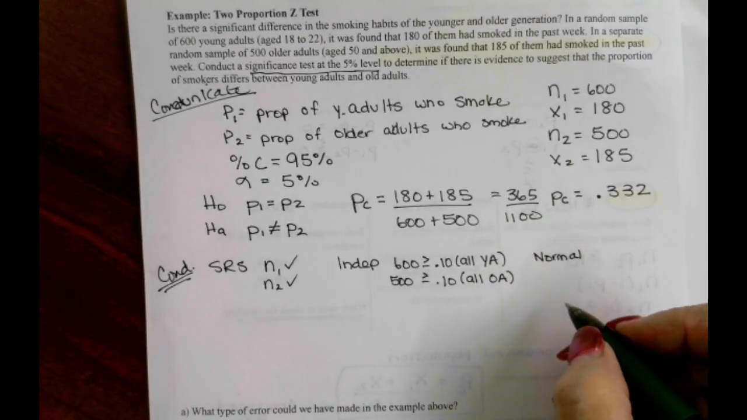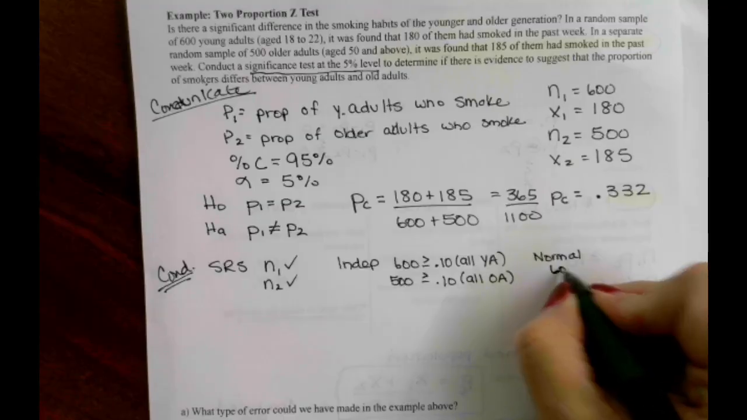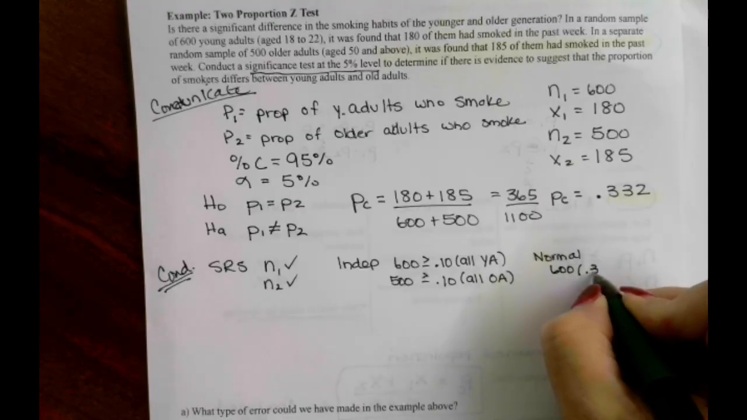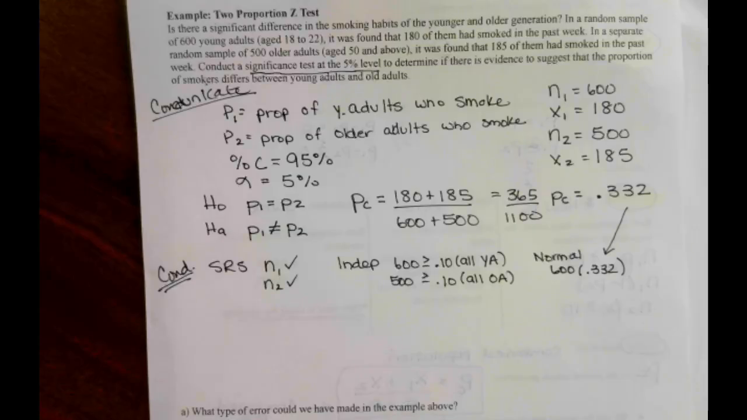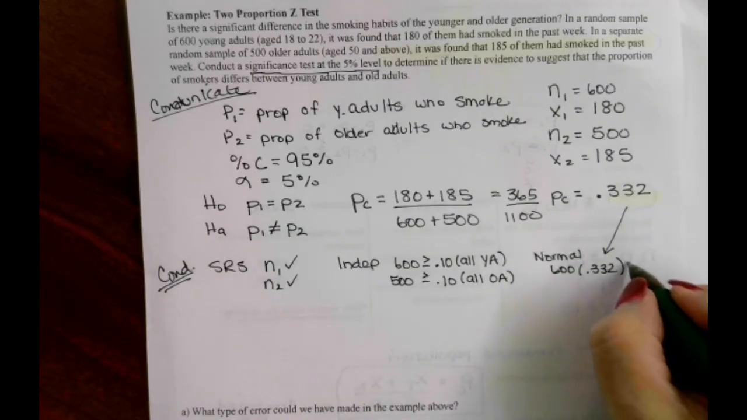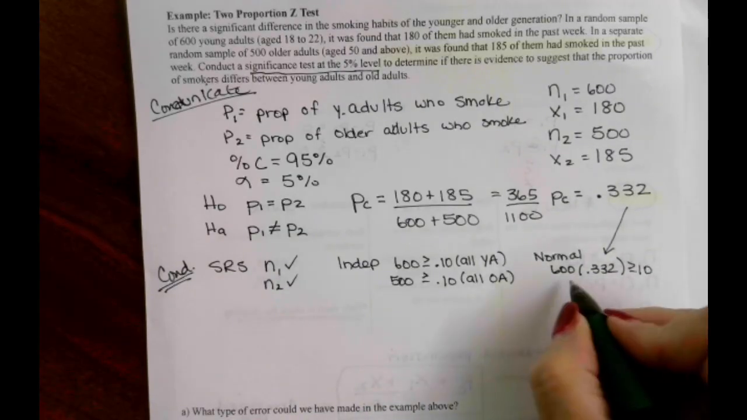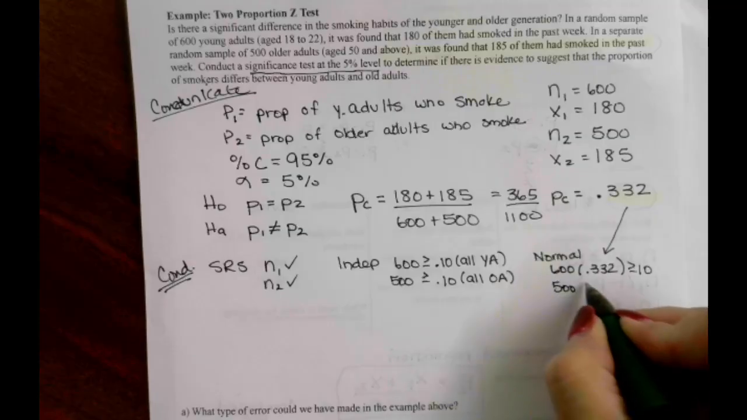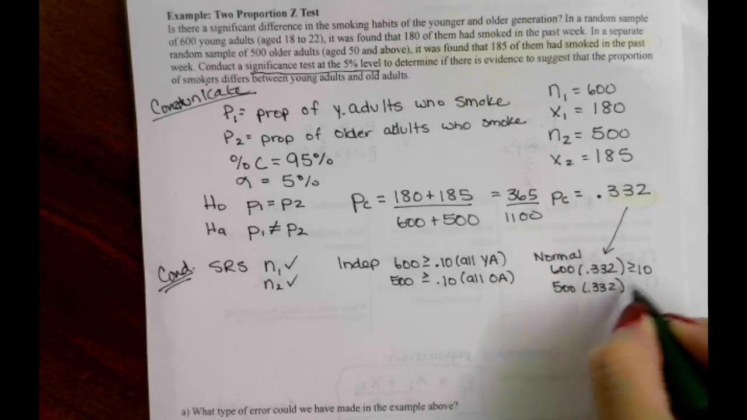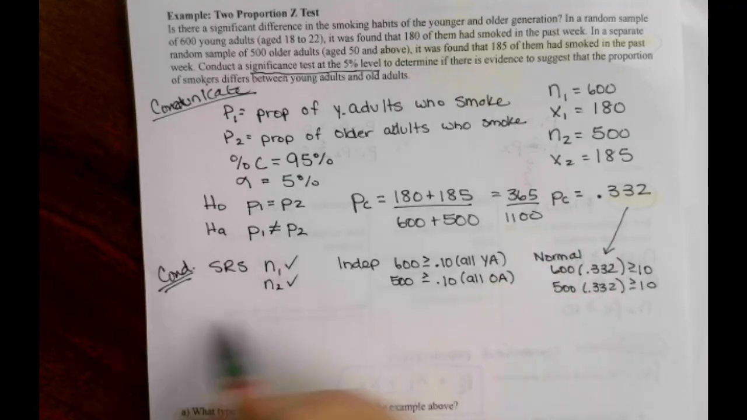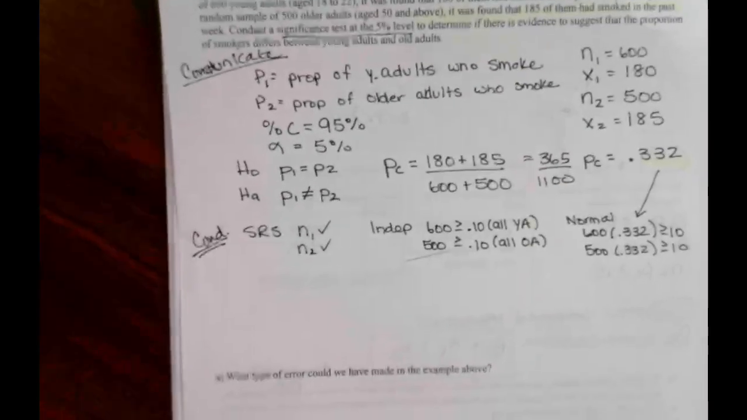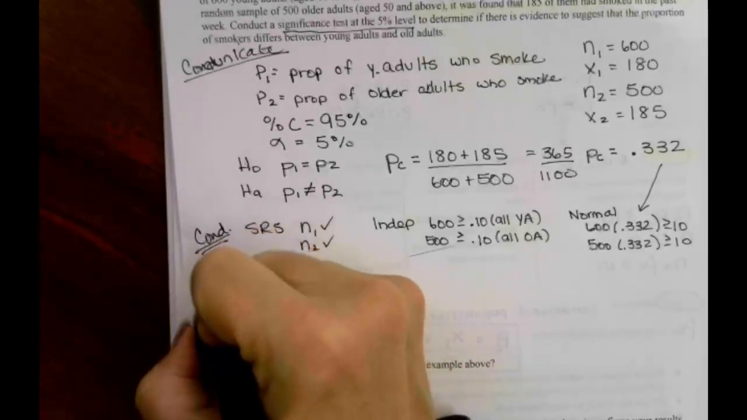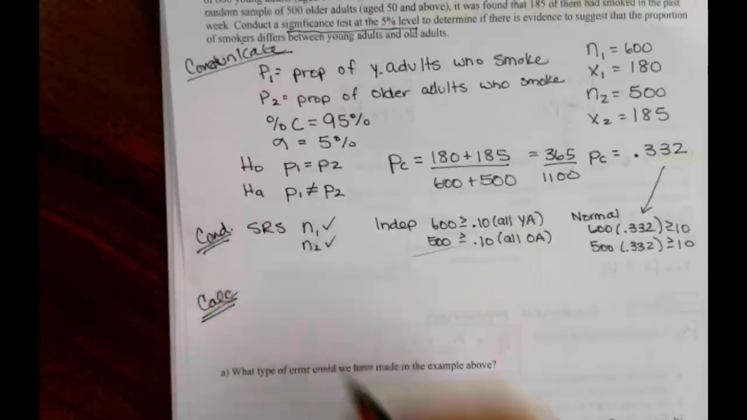Okay, now I'm going to check my normal condition. And my normal condition is going to be 600 times 0.332. This is my pooled proportion. This is the thing that's different. And this is greater than or equal to 10. And then my other sample, 0.332. And I know that you've done this. This is tedious. You don't want to do it anymore, but you have to do it. So just do it. All right, so we're going to go over here to calc.